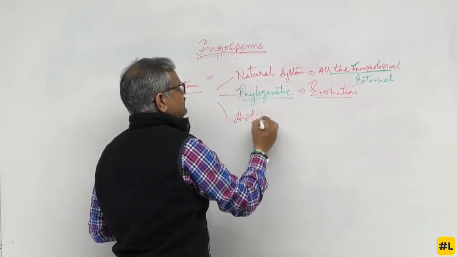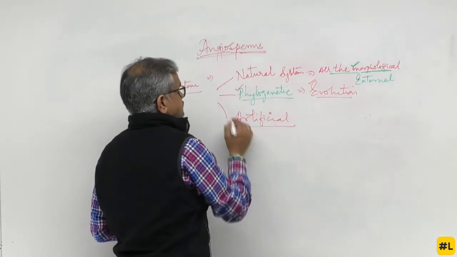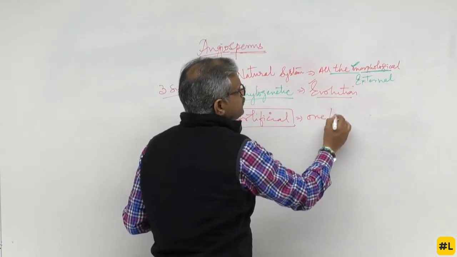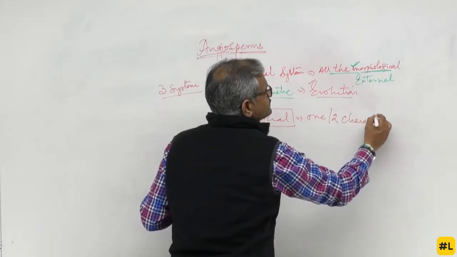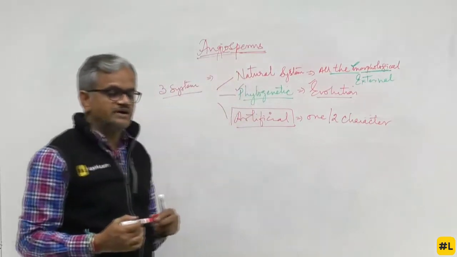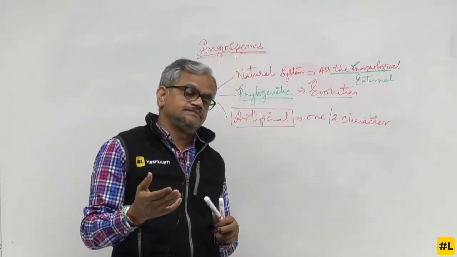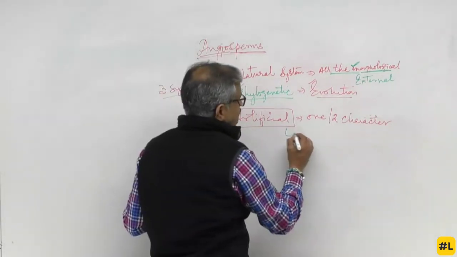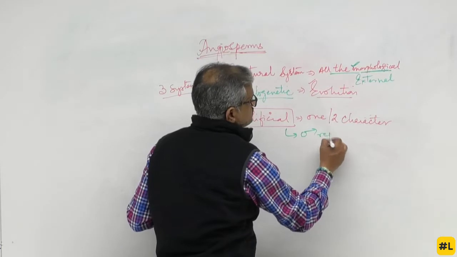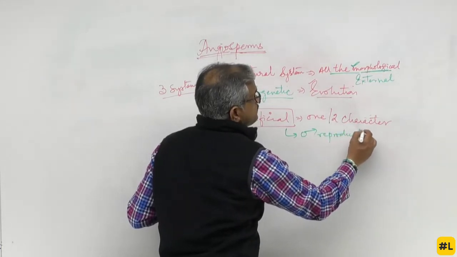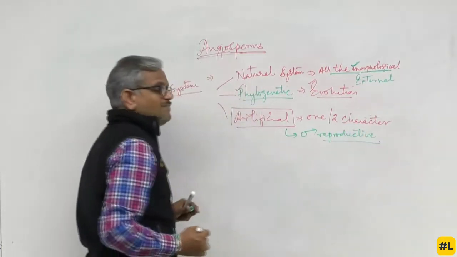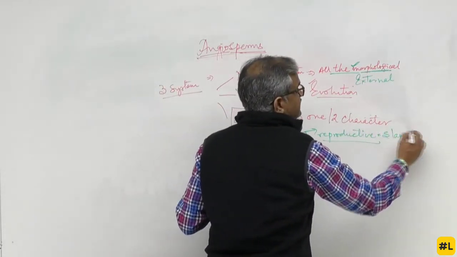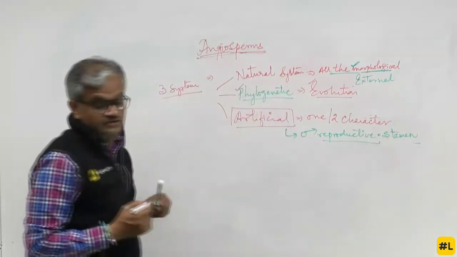Oldest is artificial. Artificial system of classification is if I take one or two characters, that's it, for classification, that is called an artificial system of classification. For example, if I take a male reproductive structure, I am talking about the plants, do remember, that is a stamen, and do the entire classification, that is called artificial.